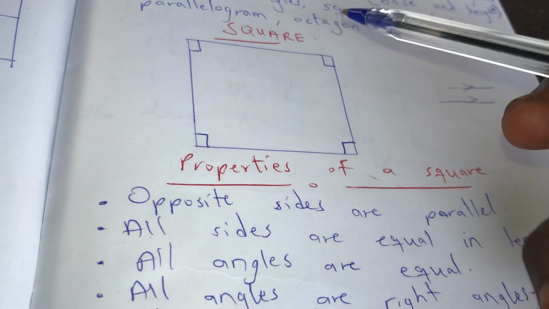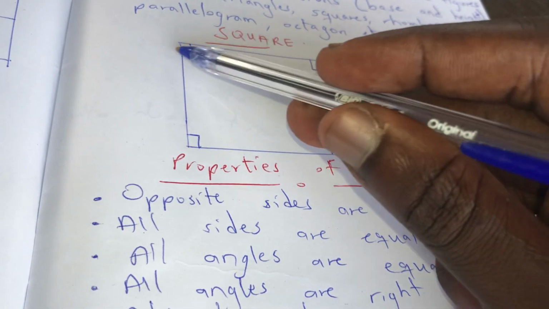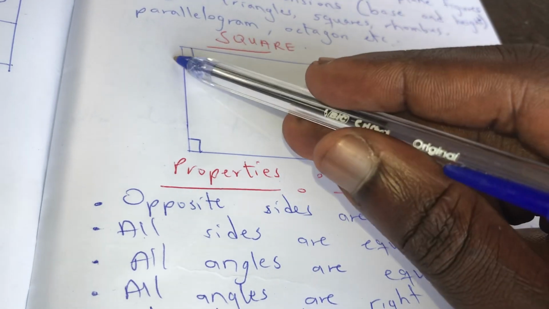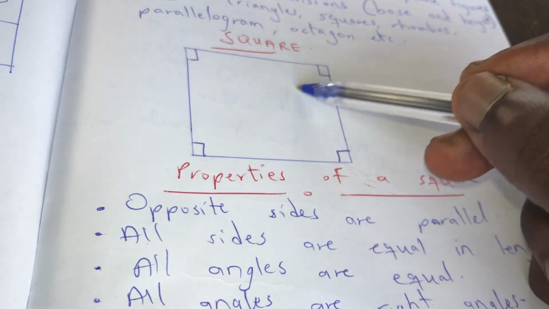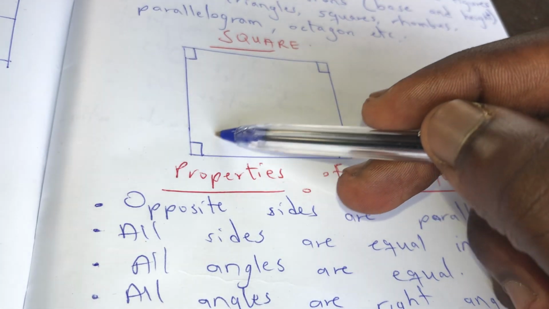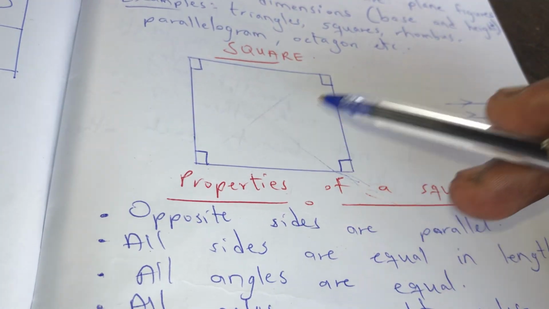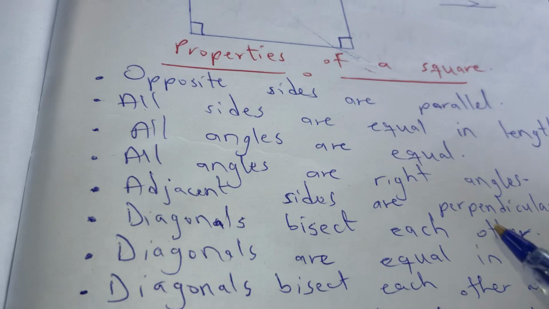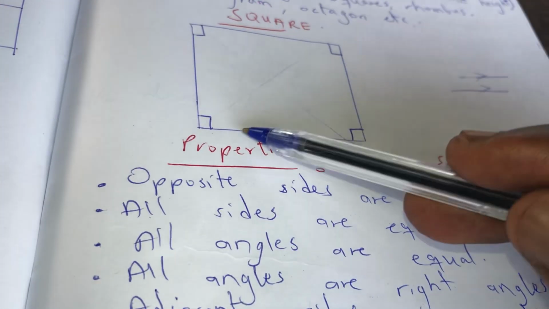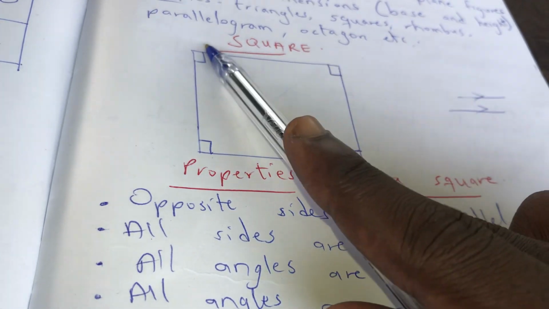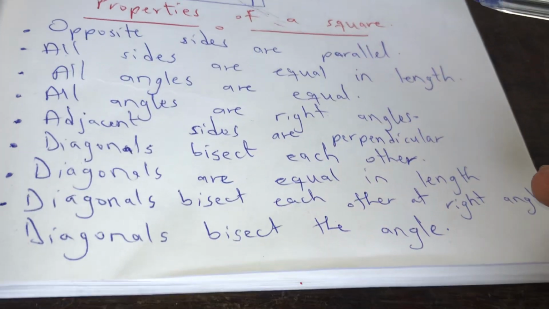Then diagonals bisect each other. If I draw the diagonals of the square, they divide themselves, that is, bisect, equally. I hope you are getting it. Then diagonals are equal in length. This diagonal from this corner to this corner, and this corner to this corner, they are the same.